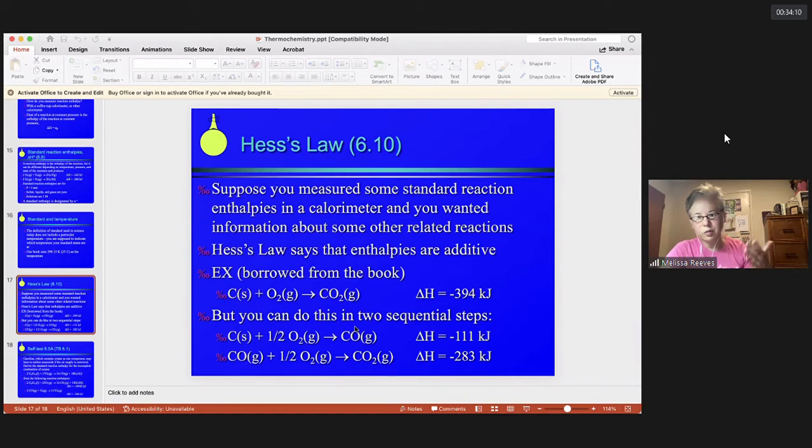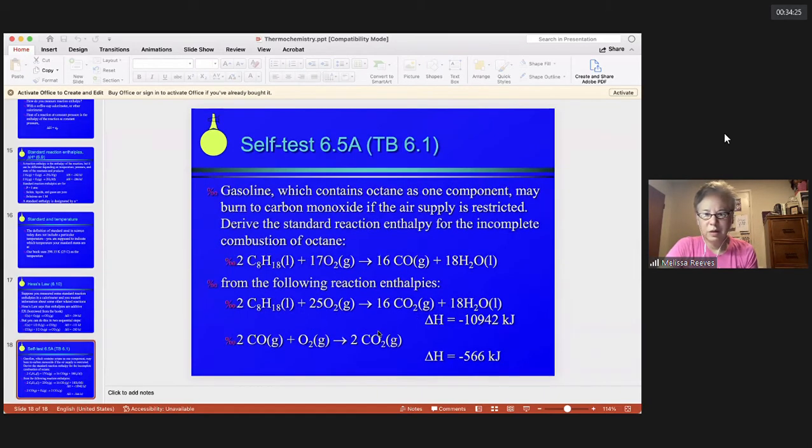And this process where you can combine reactions and their enthalpies to give you the final reaction and the total enthalpy is called Hess's law. And I think this one was meant to be right. You can combine these 2 to get this top one.